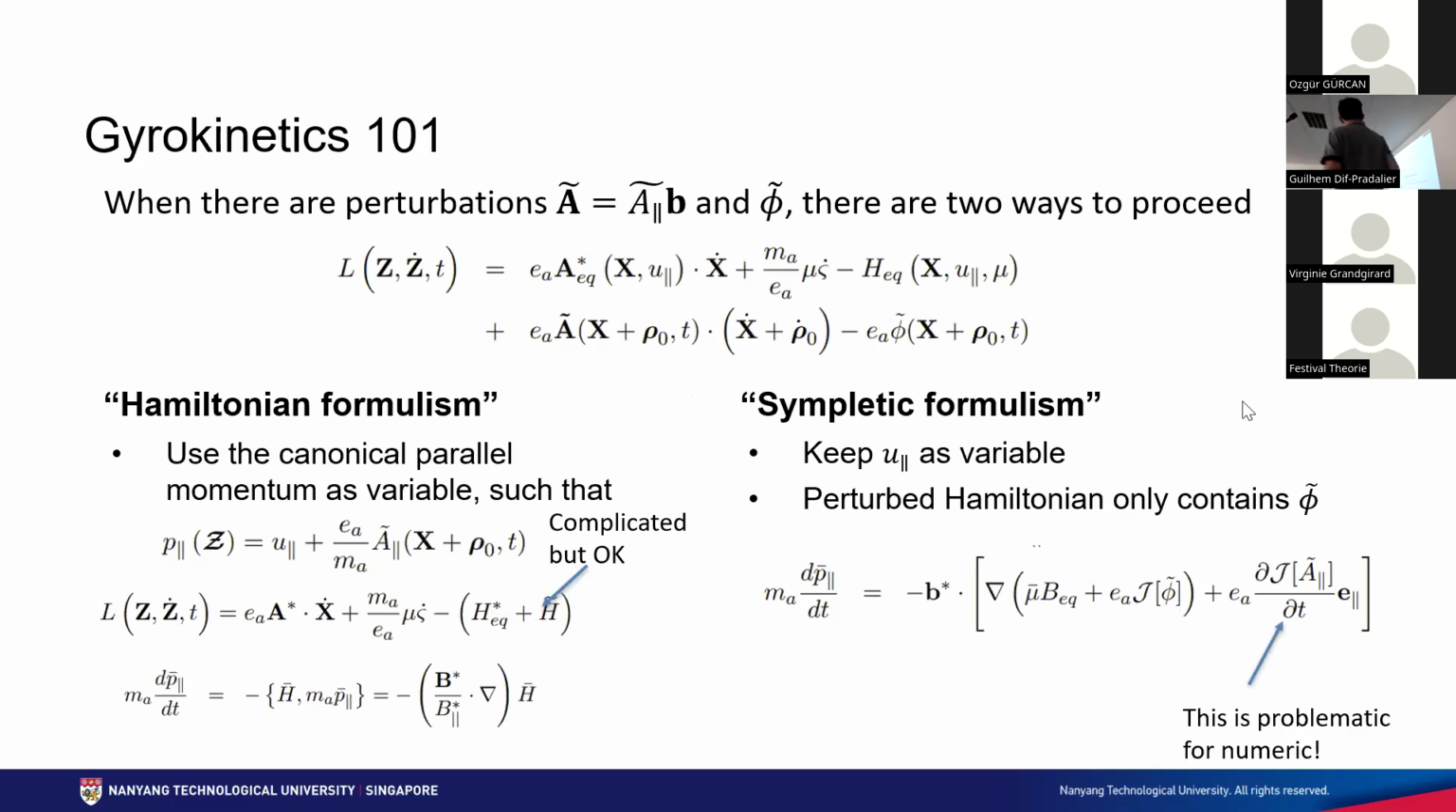Now let's suppose that we have a perturbation on top of the Lagrangian that we had before. The one on top here is the equilibrium one, without perturbations. Now we have added a perturbation, which contains A tilde, the fluctuation of the magnetic vector potential, and phi, the electrostatic potential. It goes into the Hamiltonian, and how we treat this A tilde, there are two ways to do that.